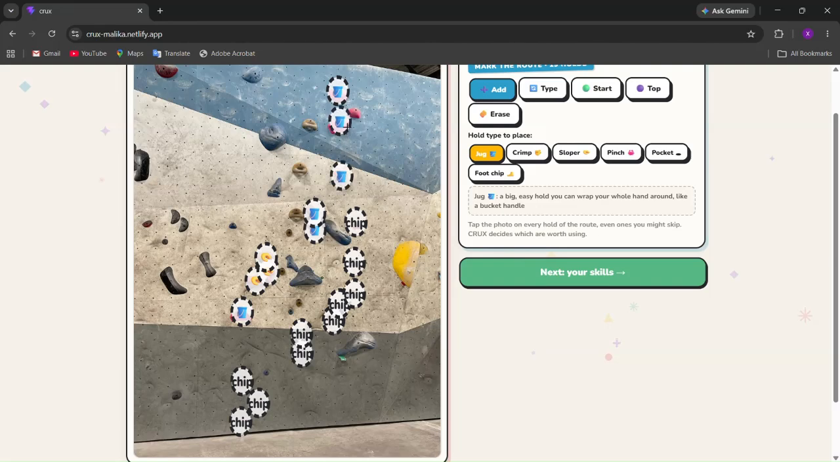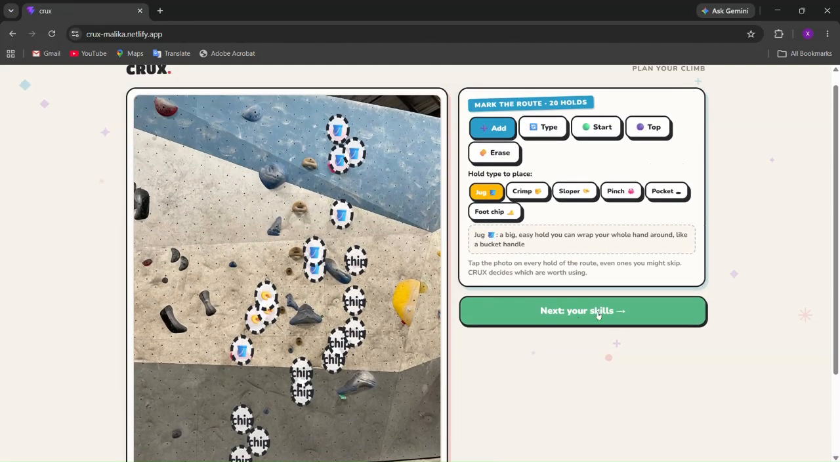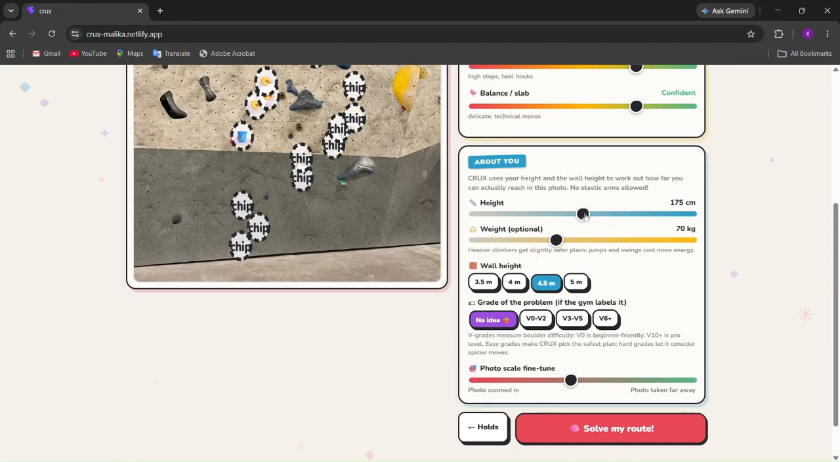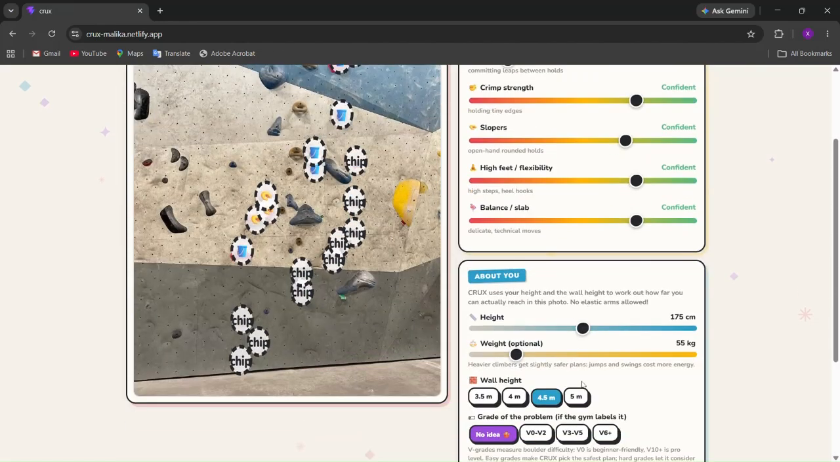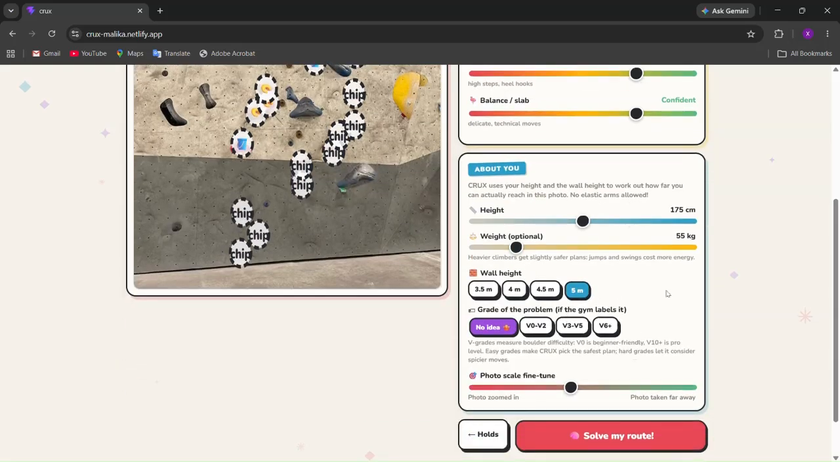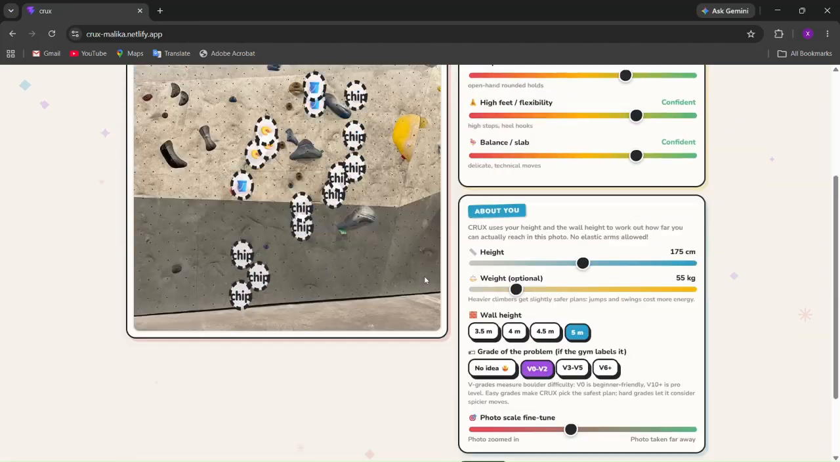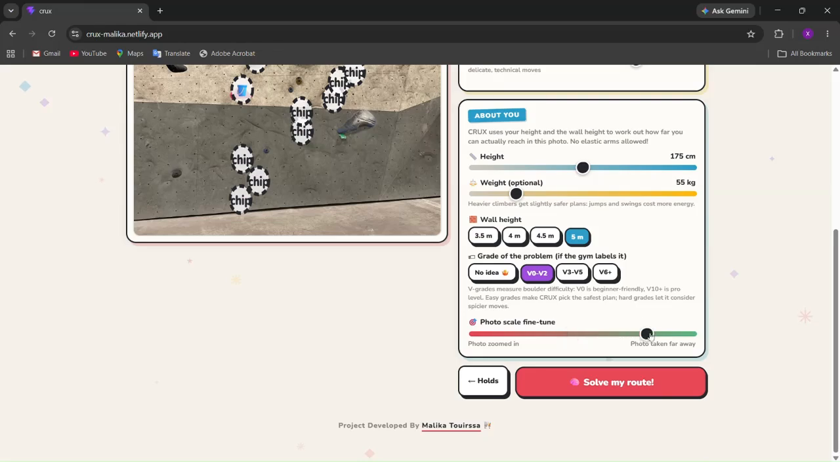After you've defined them, you now have to pick how confident you are in your skills. For example, there's dyno, which is jumping. I would say no. Crimp, strength, slopers, flexibility, balance, and then the height, I'd say 175, 55 kilograms. The wall, let's say for example it's 5 meters tall, and the level of the climb is between a V0 and V2, which means it's not that hard. The picture was taken from far away, and then you solve the route.